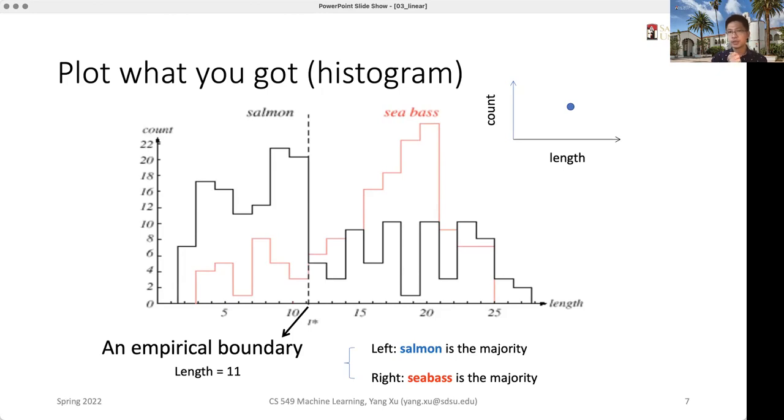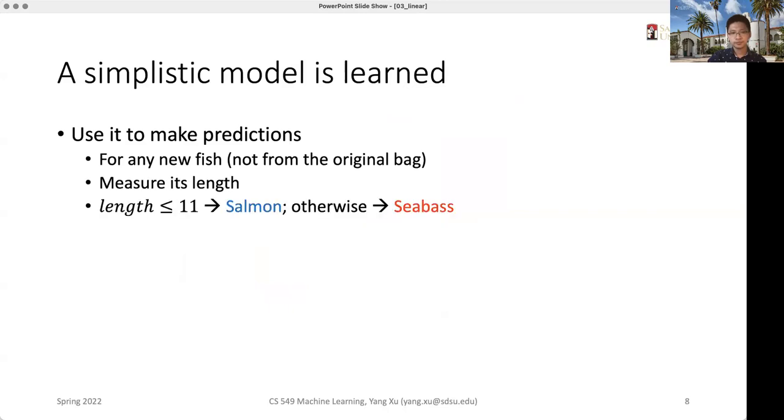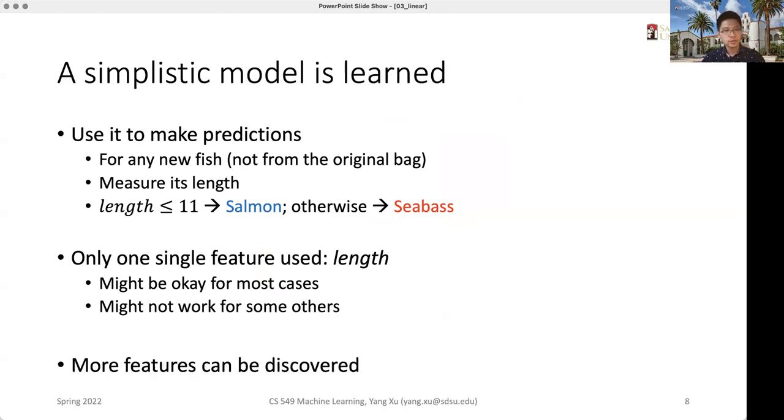Okay, so length seems to be a feature that works. Well, we know that it is working, right? But it's not perfectly working. Yeah, so if we can do this, we can sort of make this work, but it is for sure to make some mistakes. Okay, yeah, might not work for other unobserved data points.